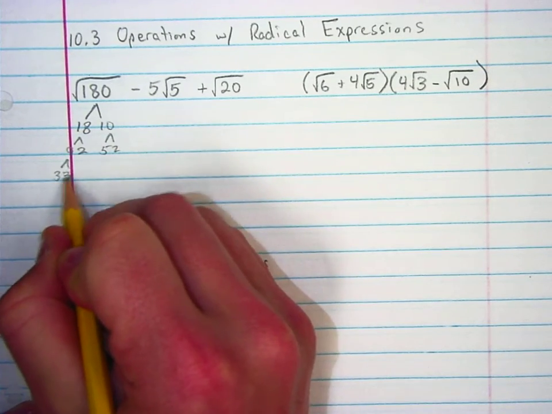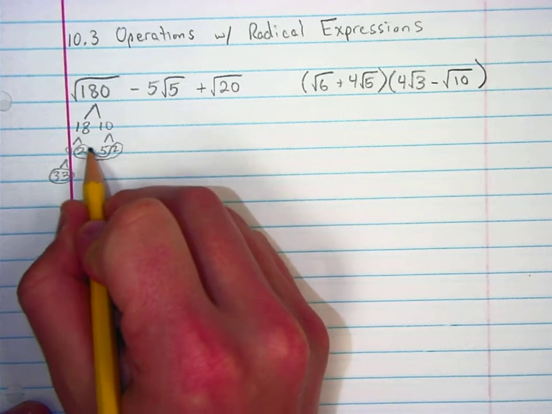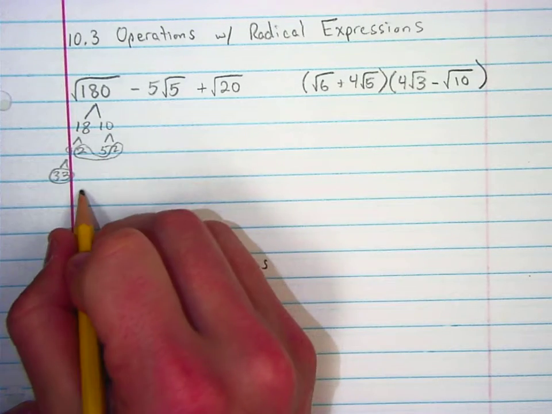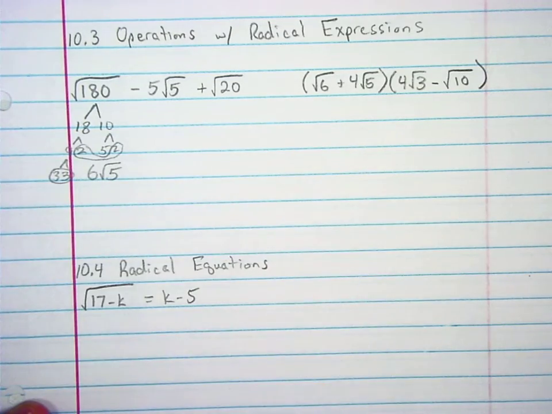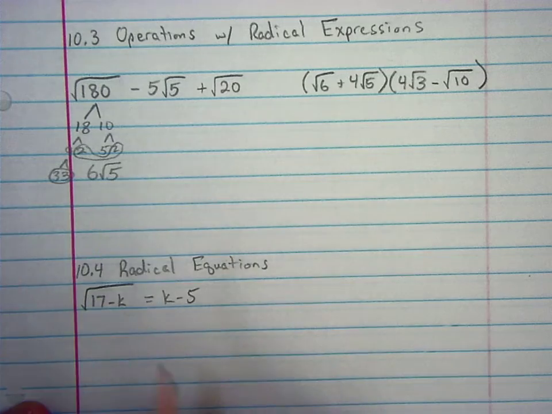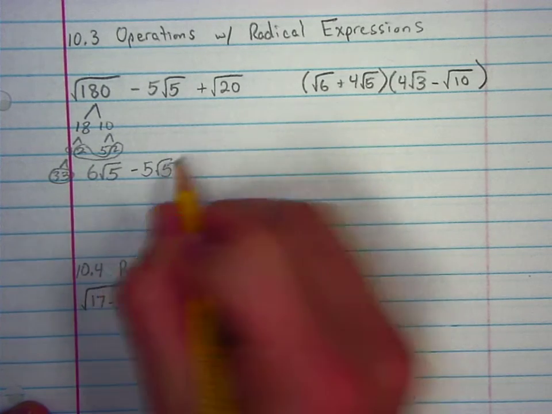9 breaks down to 3 and 3. So I'm pulling out a 3, and I'm also pulling out a 2. Alright, so we have 6 times the square root of 5. So the square root of 180 breaks down to 6 times the square root of 5, minus 5 times the square root of 5.